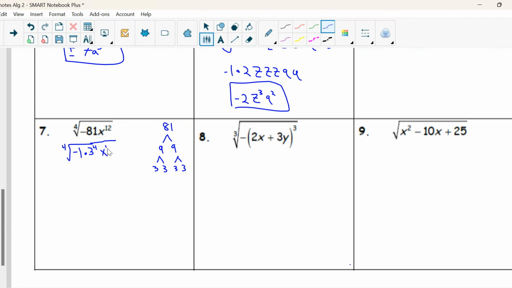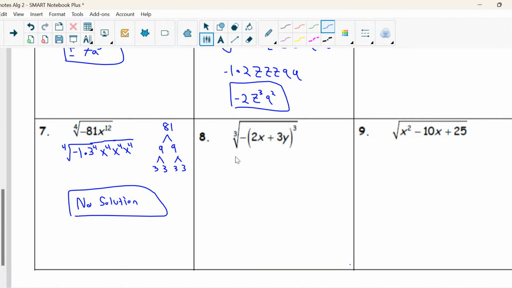And then let's just break our x to the 12th power into 3 x to the 4th powers. Okay? From here, we have one problem. Remember, anytime you have a negative under an even index, so we have a negative 1 under an index of 4, you are unable to simplify this. So this would be a case where you would have no solution.